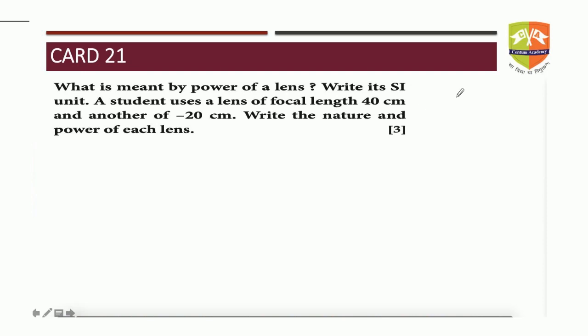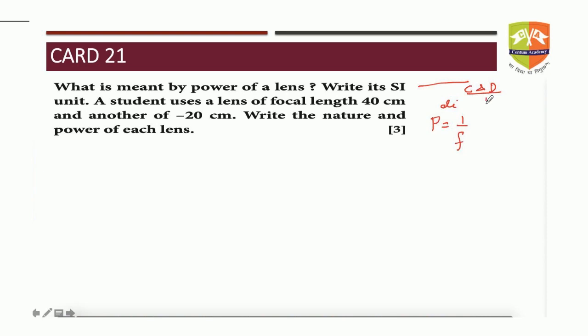A student uses a lens of focal length 40 centimeter and another of minus 20 centimeter. Find the nature and power of each lens. The focal length has first been given in centimeters, so 40 by 100 is equal to 0.4 meters. So P is equal to 1 by F, 1 by 0.4 is equal to plus 2.5 diopter.